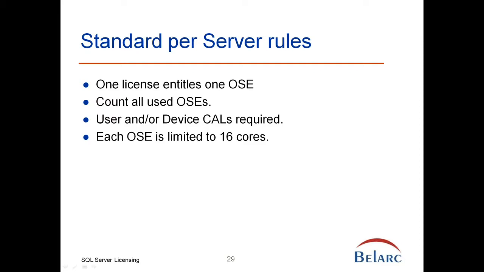Okay, so let's go through the different cases. Basically, we're going to talk about standard and enterprise and per server and per core. So the first instance will be the standard with the per server licensing. So 1 license gives you 1 OSE, meaning 1 server, virtual or physical. And you need to get as many licenses as OSEs you're using. And then you need to get the CALs to go with it. And don't forget that you're not supposed to run this edition on an OSE that has more than 16 cores.